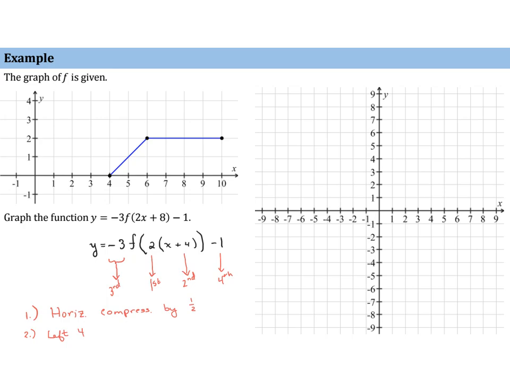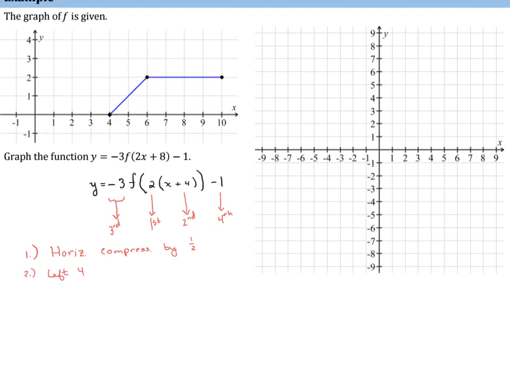And then third, what's the -3 do? It actually does 2 things, and it doesn't matter which one you say first. The negative is a reflection, and since it's a change in the output, the y values will be changing. So that's a reflection about the x-axis. They move to the other side of the x-axis. And it's also a vertical stretch by a factor of 3.